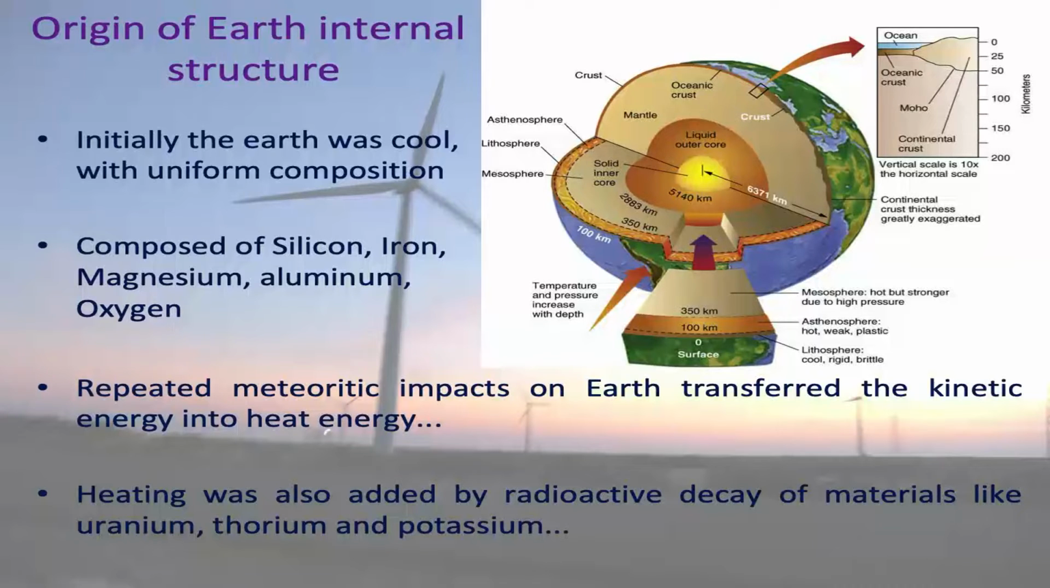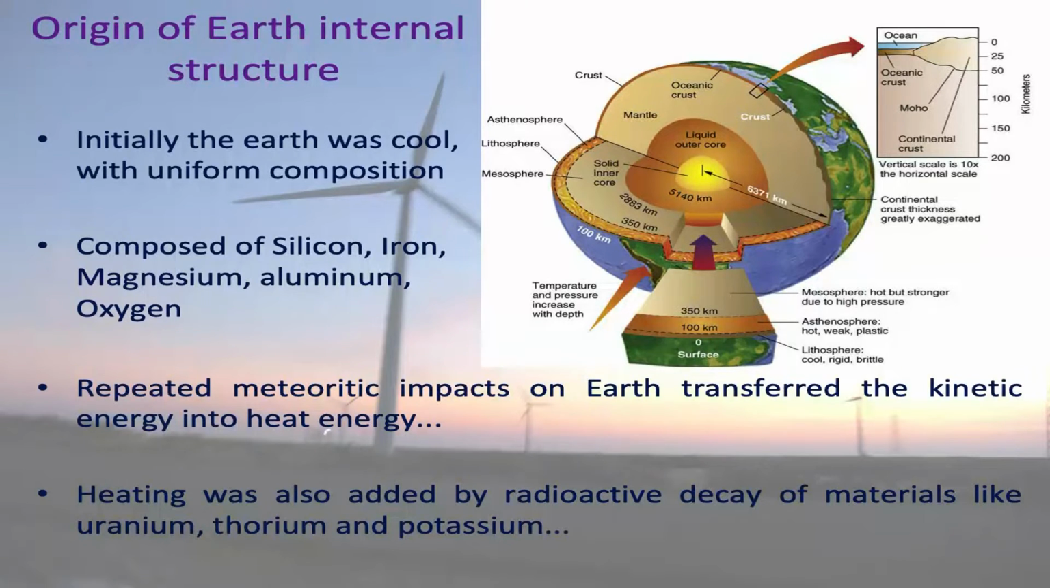So initially the earth was cool with uniform composition. But further, because of the meteoritic impacts, things changed. Initially, if you take it as a whole, it was composed of silicon, iron, magnesium, aluminum, and oxygen. Repeated meteoritic impact on earth transferred the kinetic energy into heat energy.